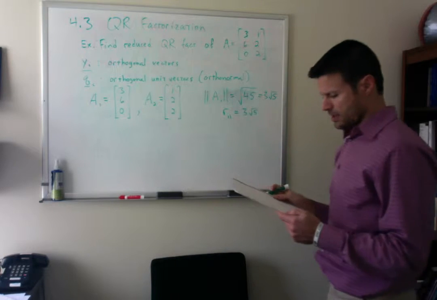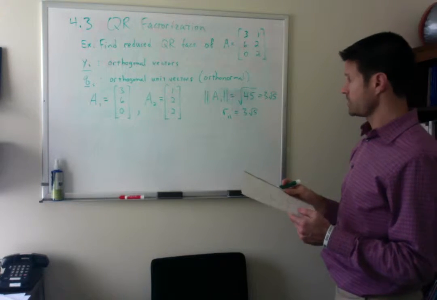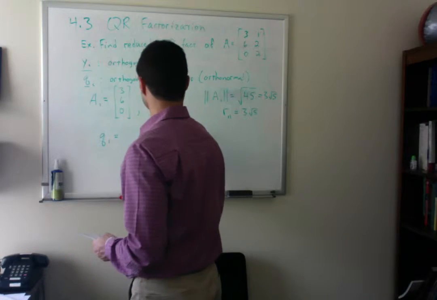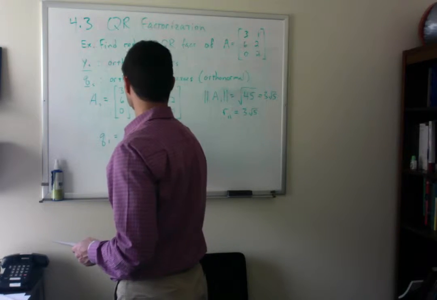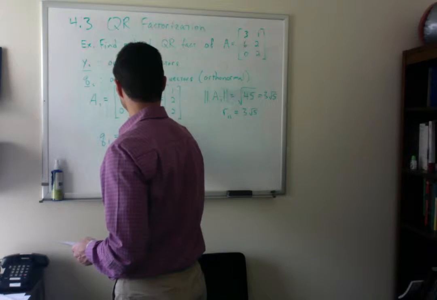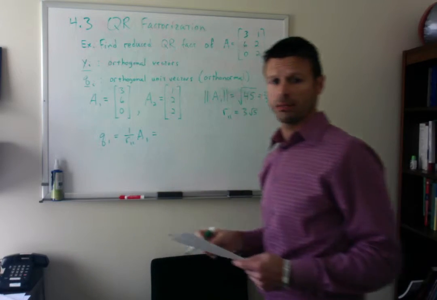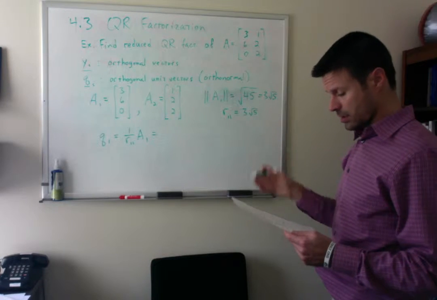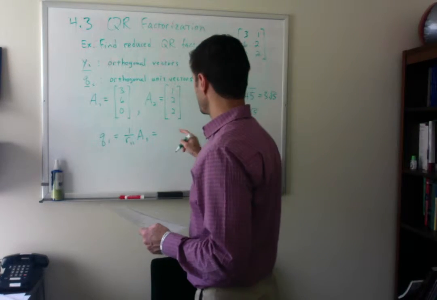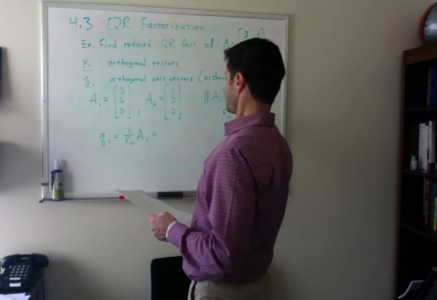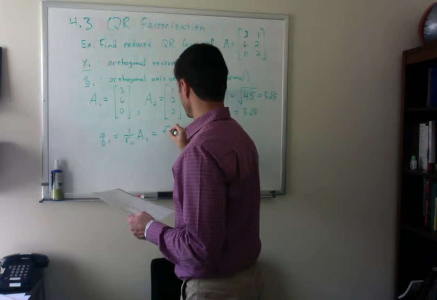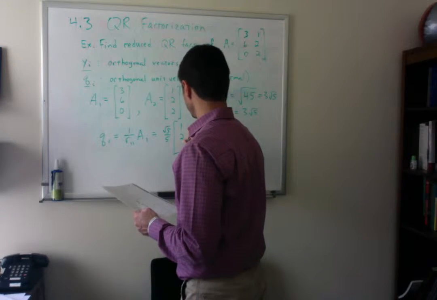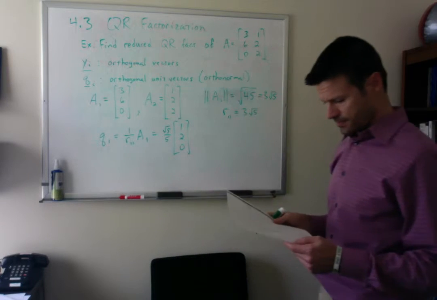And then we're going to set q1 equal to 1 over r11 times a1. We're dividing a1 by its norm so that we get the following. If I divide these entries by 3 root 5, and if I rationalize, I get root 5 over 5 times the vector 1, 2, 0. Now this is a unit vector.